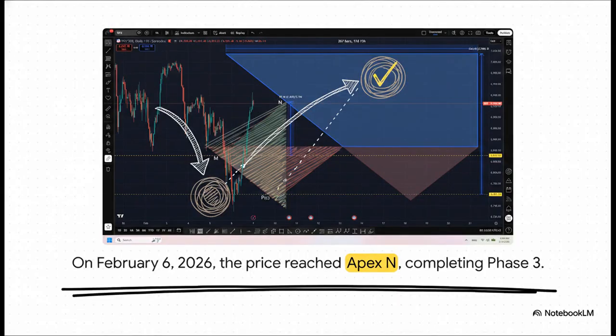So, after the primary trade was open at level M, the price took a little dip, which was enough to activate that secondary entry at level P. But then, from that low point, the market just rallied. Only one day later, on February 6th, the price hit apex N. This event officially triggered the completion of phase 3. And, at that point, the secondary position that was open at P was closed.